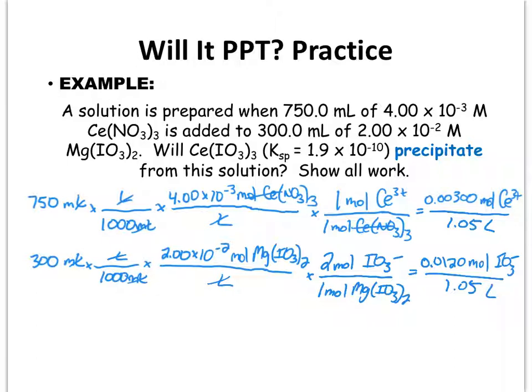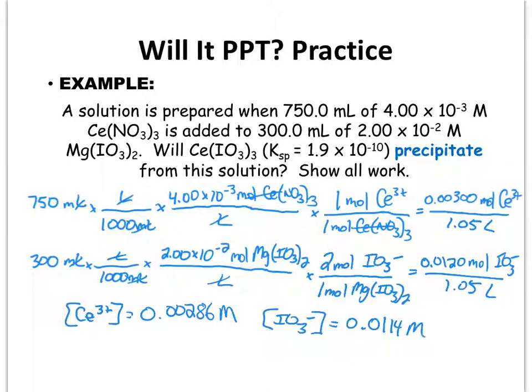So now I can find the concentration of each of these. So the concentration of the Ce3+, when I solve for this, ends up being 0.00286 molar. And then the concentration of the IO3- ends up being equal to 0.0114 molar. So now I have the concentration of each of the ions in the precipitate that I care about. I can move on to the next steps of this type of problem.